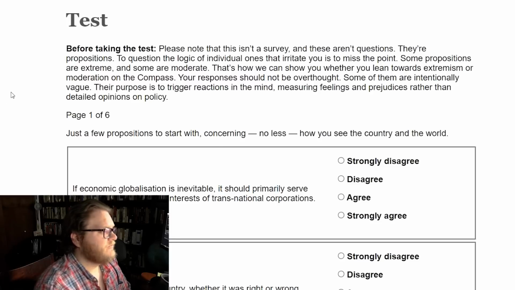Before taking the test, please note that this isn't a survey and these aren't questions. They're propositions. To question the logic of individual ones that irritate you is to miss the point. I think you're kind of missing the point yourself, but whatevs. Some propositions are extreme and some are moderate. That's how we can show whether you lean towards extremism or moderation on the compass. Your responses should not be overthought. Some of them are intentionally vague. Their purpose is to trigger reactions in the mind, measuring feelings and prejudices, rather than detailed opinions on policy. Yeah, this kind of stuff makes the test not as good.